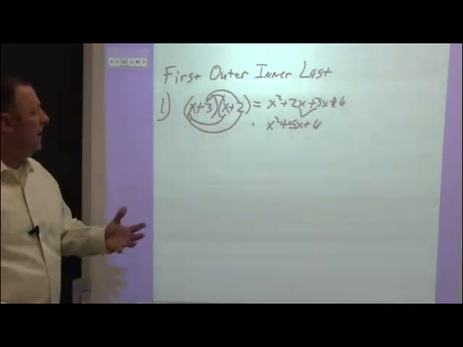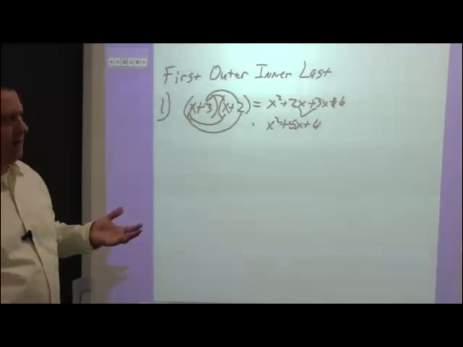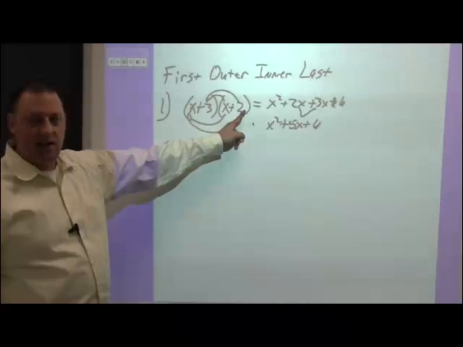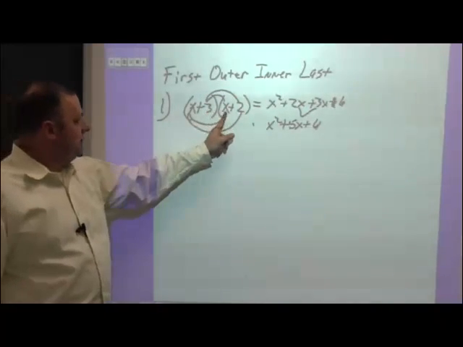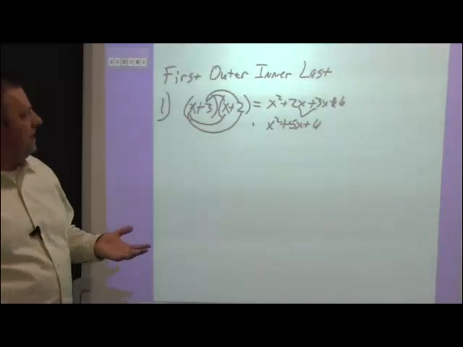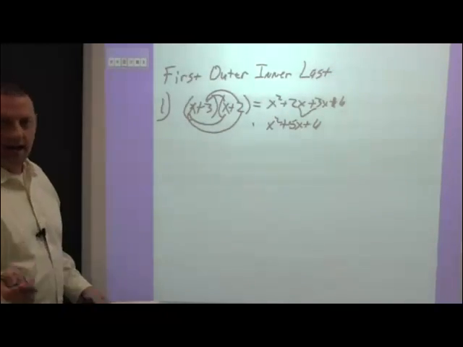Let me just show you basically what FOIL is forcing you to do. It's kind of like double distribution. You're going to take this x times both terms in the second set of parentheses. Then you're going to take the other term in the first set of parentheses and distribute it also to the second set of parentheses. FOIL is just to help you remember, keep things organized, and make sure you don't miss any terms. Let's try it again.